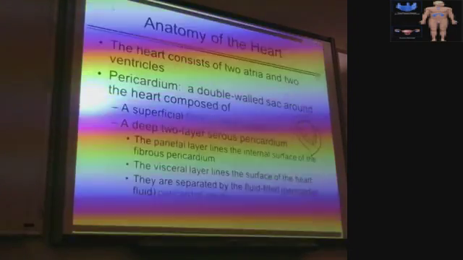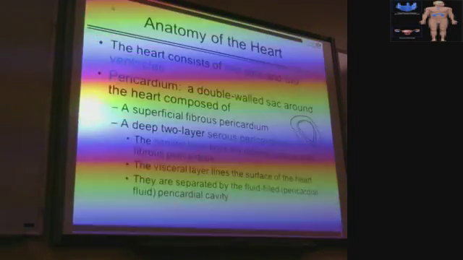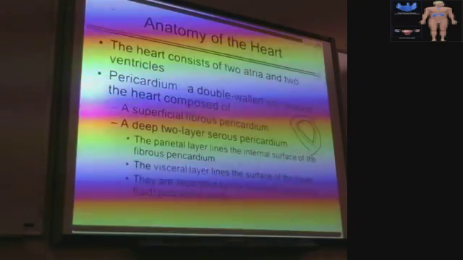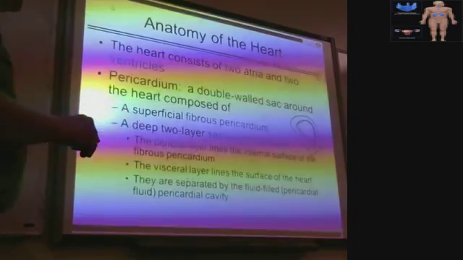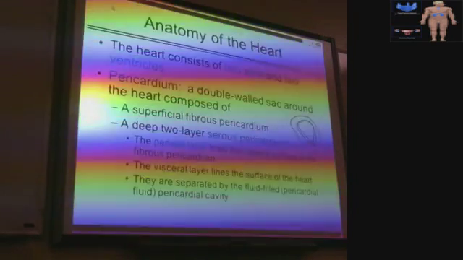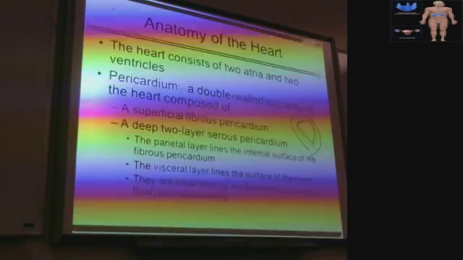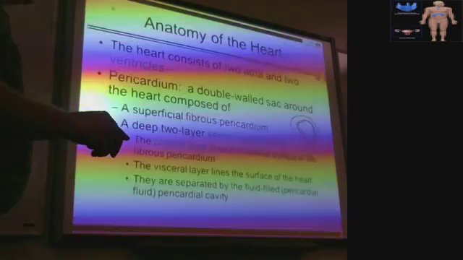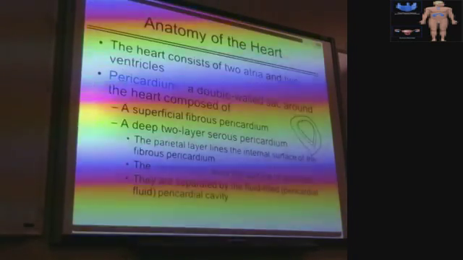The parietal layer lines the internal surface of the fibrous pericardium, so it would be the green layer there. The visceral layer is the one that goes right around the heart, and they're separated by the fluid-filled pericardial fluid, which is found between the green and blue layers in the pericardial cavity.